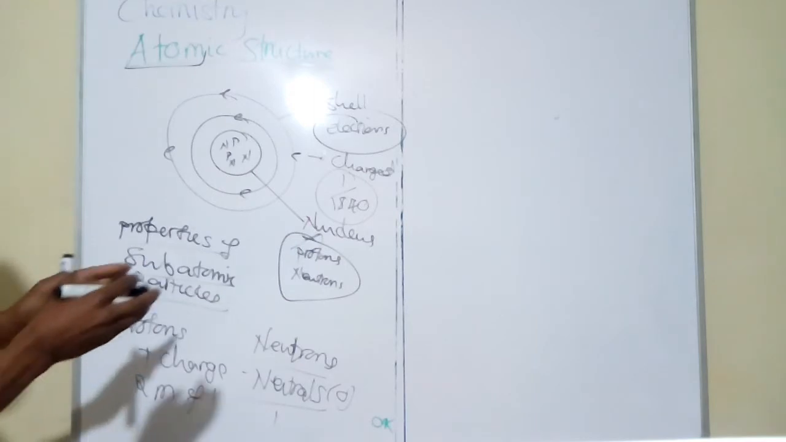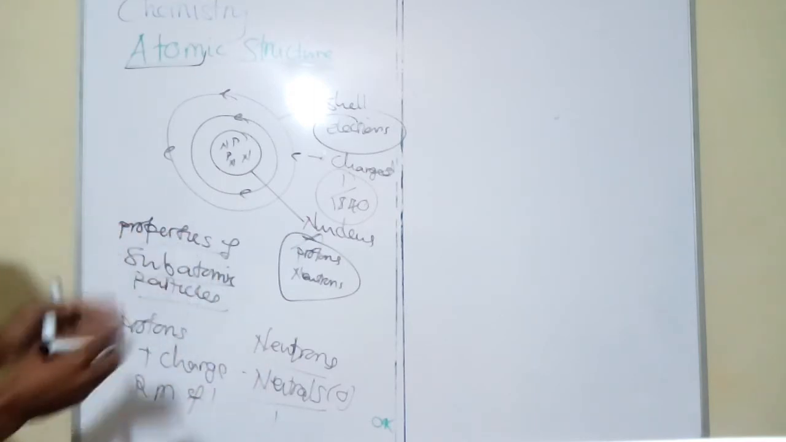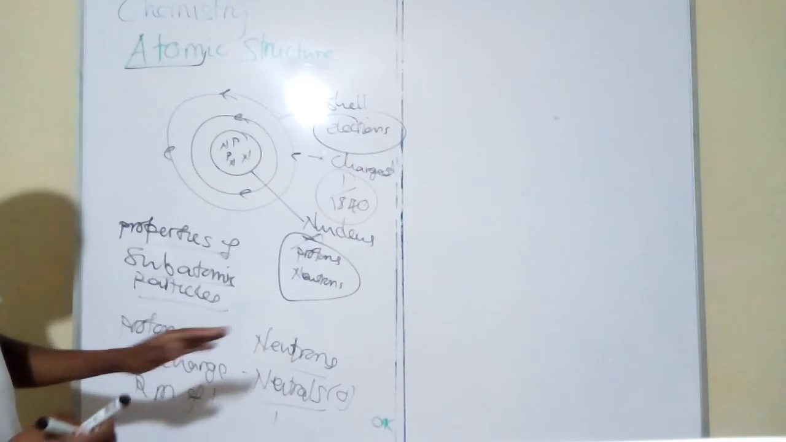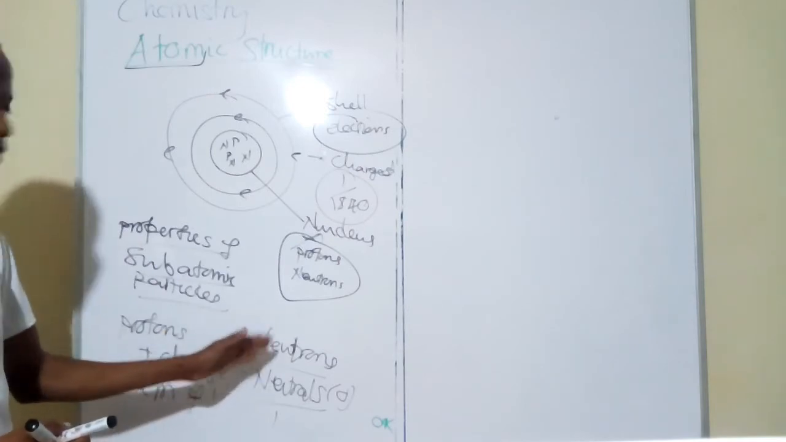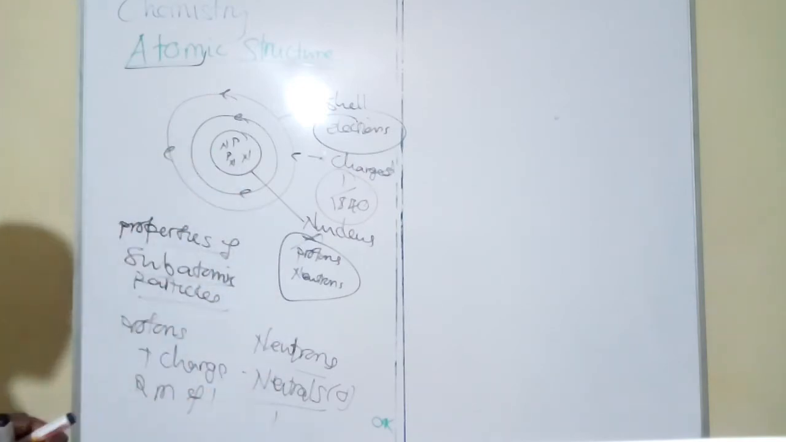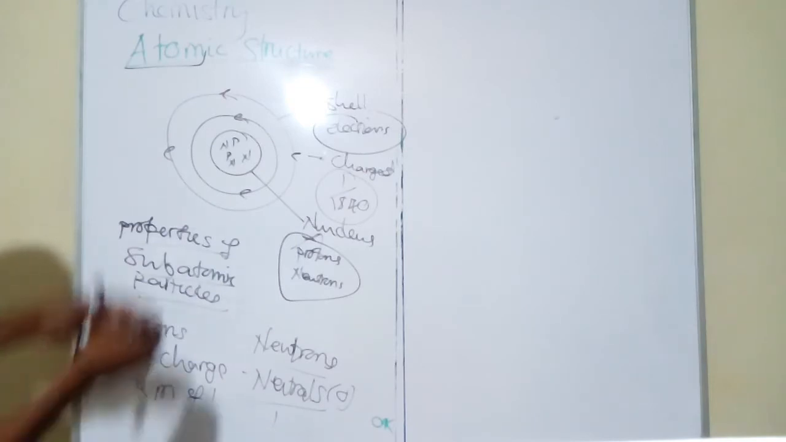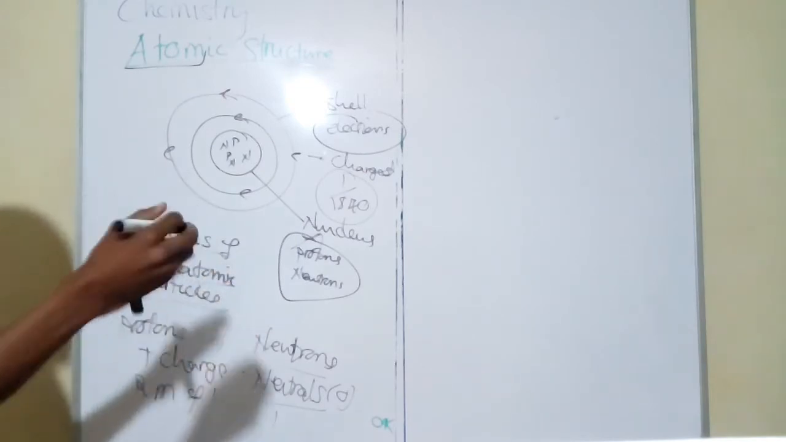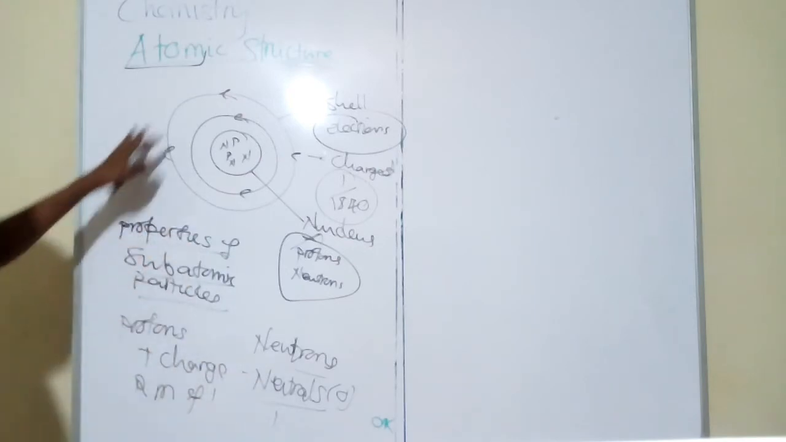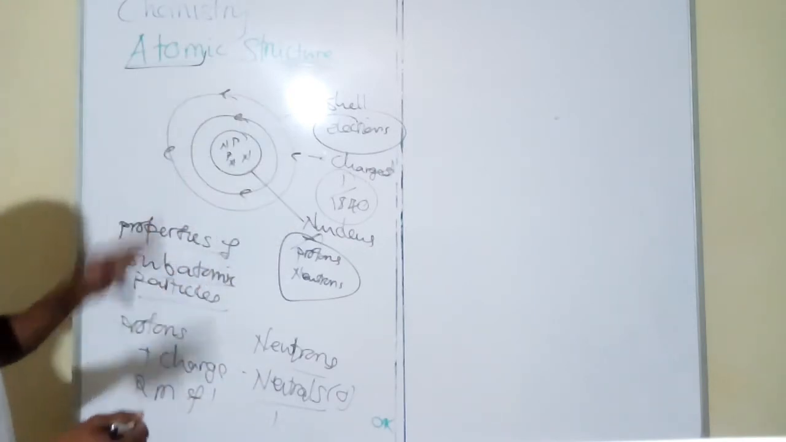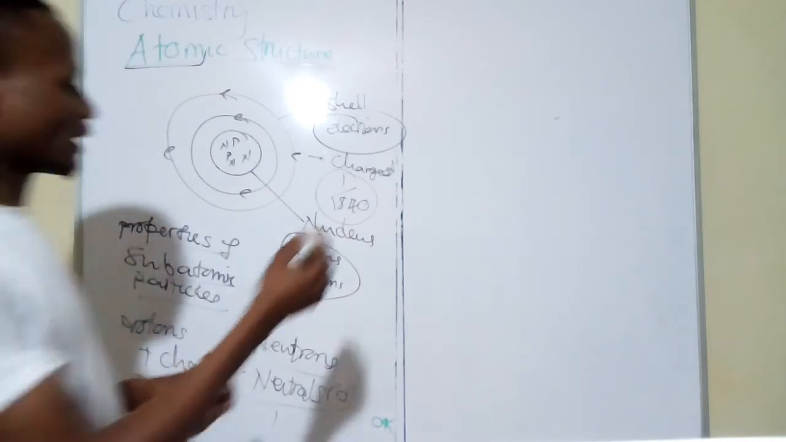Now, after explaining the properties of these fundamental particles, the protons, neutrons, and electrons, let us look at the nuclide. The same element, the same atom, can be represented in another way. Apart from drawing the shells like this, it can be represented in what is called the nuclide.